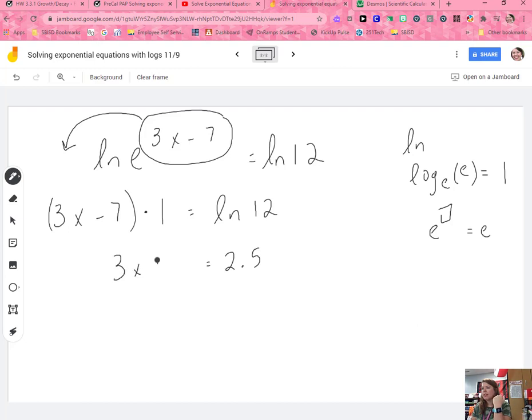And then we have 3x minus 7. Okay, and so then we just solve our equation. Add 7, and then we can divide by 3. And so this would be approximately 9.5, divide by 3.